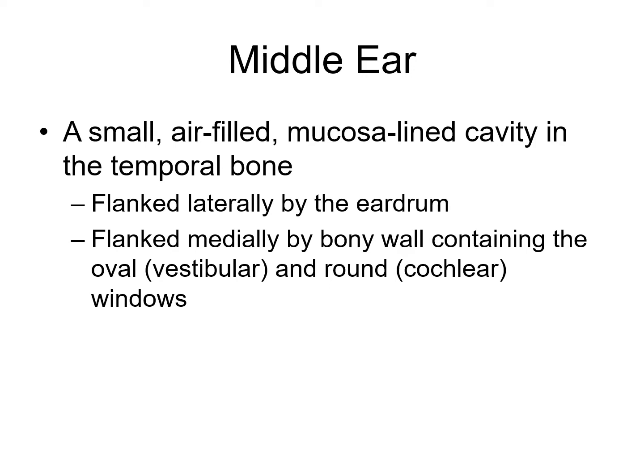So the middle ear is a small air-filled mucosa-lined cavity within the temporal bone. Laterally, this is going to be flanked by the eardrum. Medially, it's going to be flanked by the bony wall that contains the oval or vestibular window, as well as the round or cochlear windows.